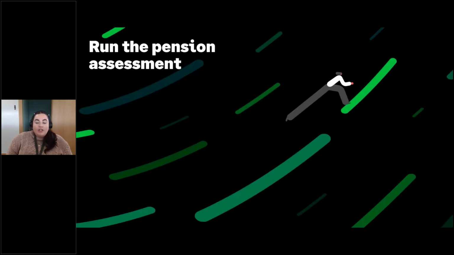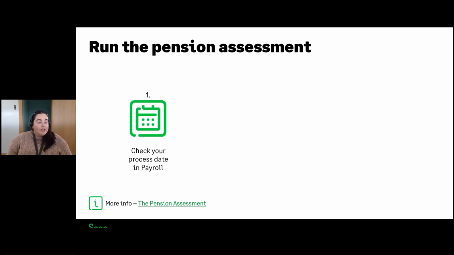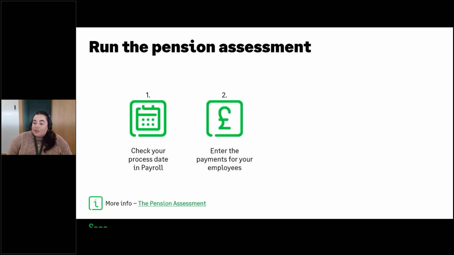Now, in terms of running the pension assessment itself, there's not really that much to do other than click on the option, but it is really important to make sure that you've done the right things in the right order to ensure that the pension assessment assesses your employees accurately. So step one, you want to make sure that your process date is correct, which would be the date of your next pay run, and the date that you're wanting the employees to be assessed for. And at step two, you would enter the payments for your employees. So again, these first two steps are really important in making sure that payroll uses the correct payments and the correct dates in the assessment, and ultimately assigns the correct worker category to your employees.